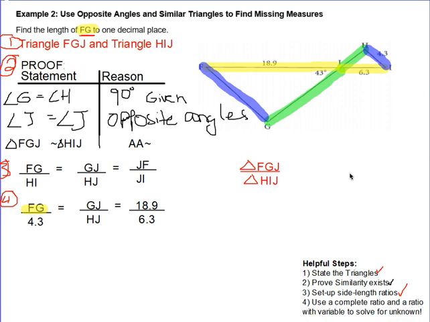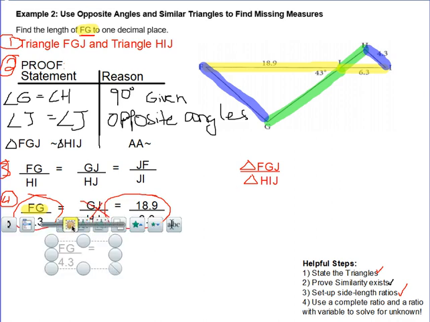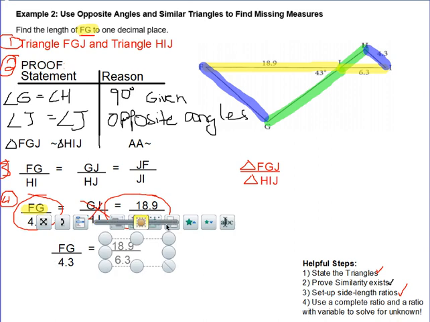Because once you lose sight of these corresponding side lengths, once they're out of order here, it'll lead you down the wrong path. So we're going to grab this ratio, of course. We're going to grab the completed ratio, of course. And we don't need this one at all because it doesn't really give us anything. So we can go ahead and grab these two ratios.